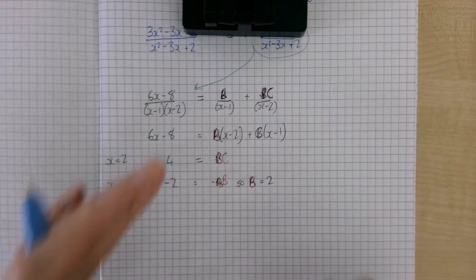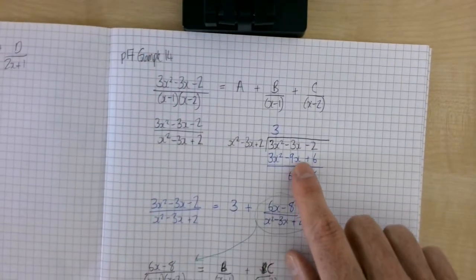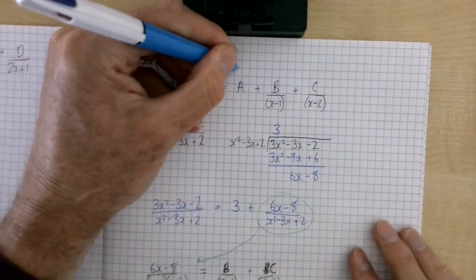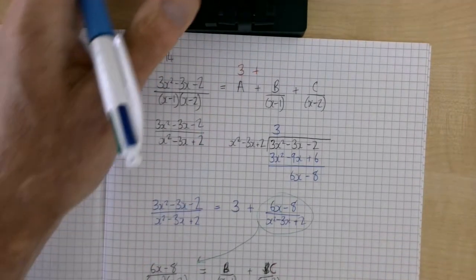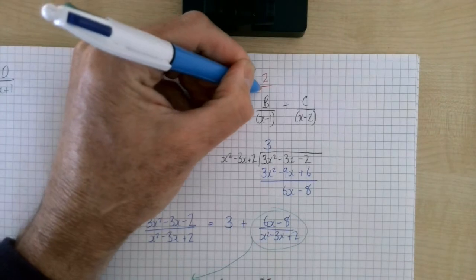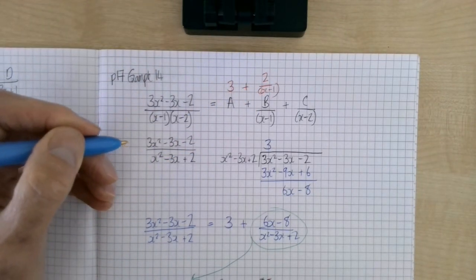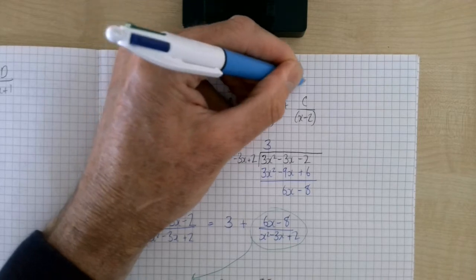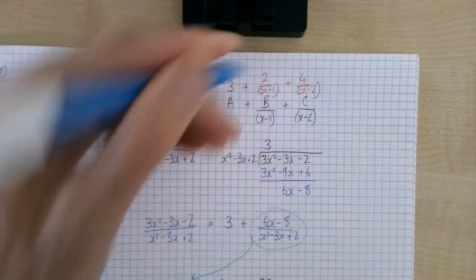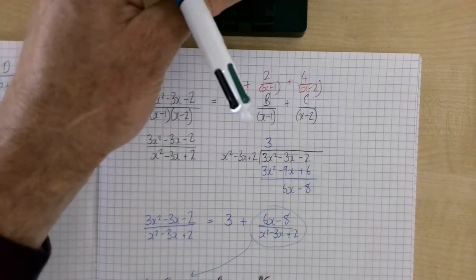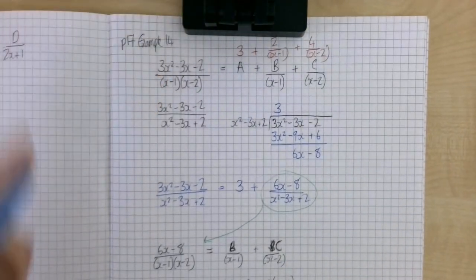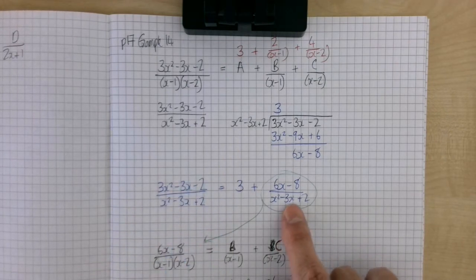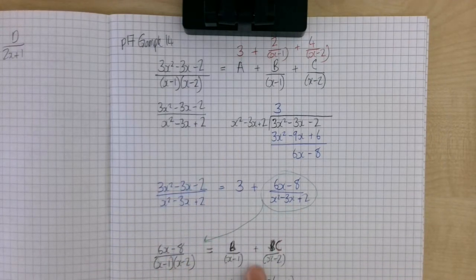So to summarise, going back to the original question, I worked out that A was 3, B is 2, and C is 4. And so that's the full process. So we started with a long division. We then took the remainder part of that long division and we partial fractioned it up. And this is a classic two-step problem which really tests our understanding of this topic.